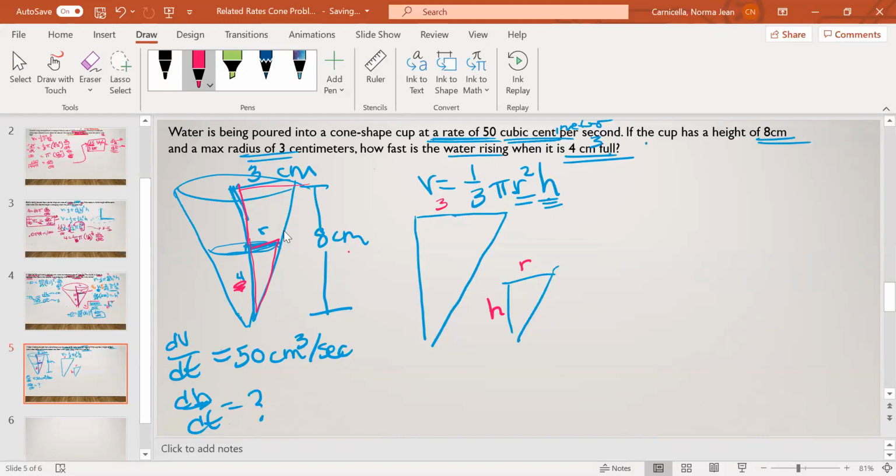If you were to put in 4 and then take dH dt, you're going to end up with 0. So you have to have height, right? Because the derivative is going to be 0 there. So you don't want to do that to yourself.